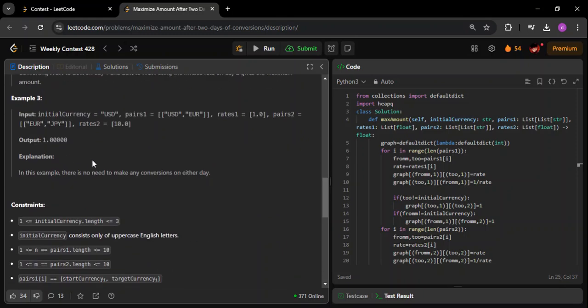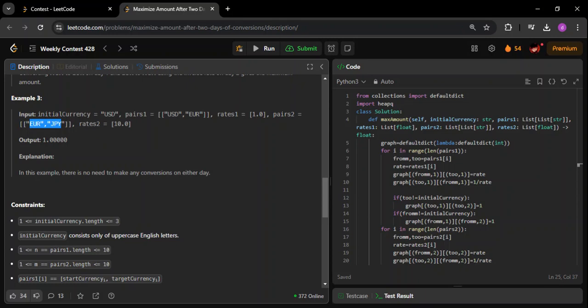Now coming to example three. If you see what is happening, they are giving multiple currencies here. Let us say on day one, you are having 1 USD. You are converting it to euro, so the rate is one itself. You had 1 USD that got converted to 1 euro. But remember, on the second day, they are converting it to Japanese. But there is no link for how Japanese should be converted back to US dollars. They have given the conversion from euro to Japanese, but from Japanese back to US dollars, we do not know on day two.